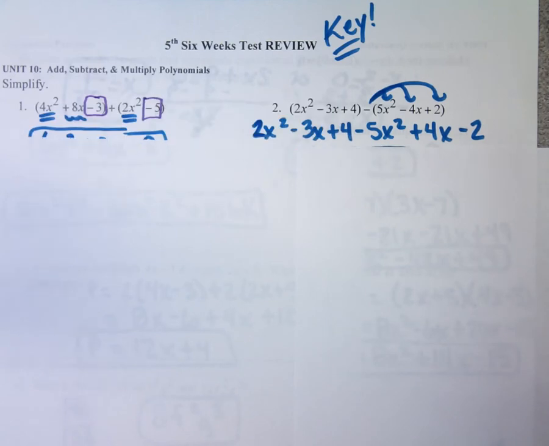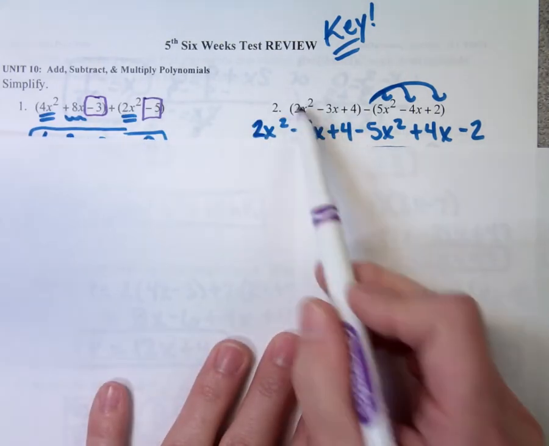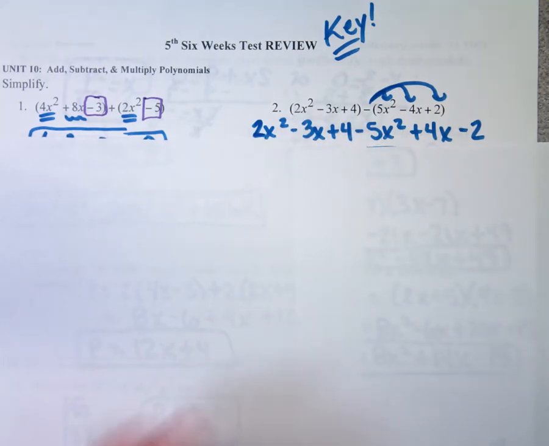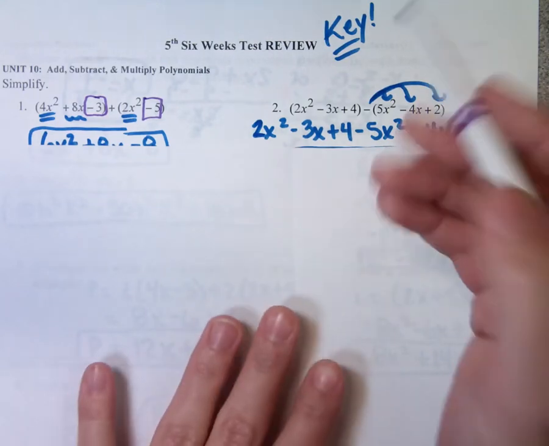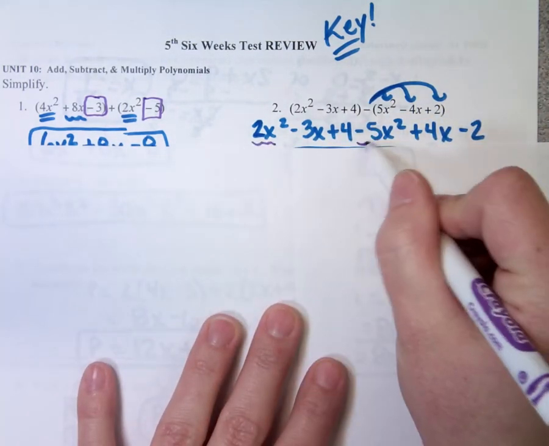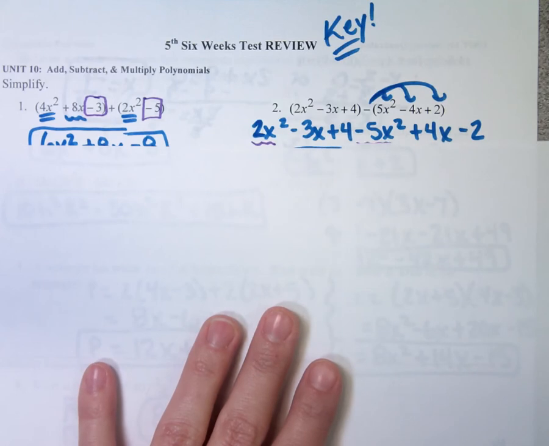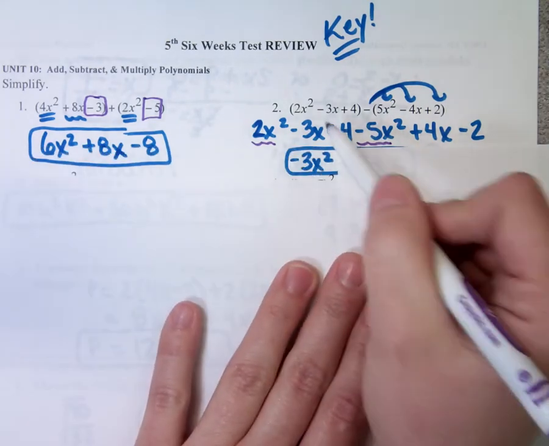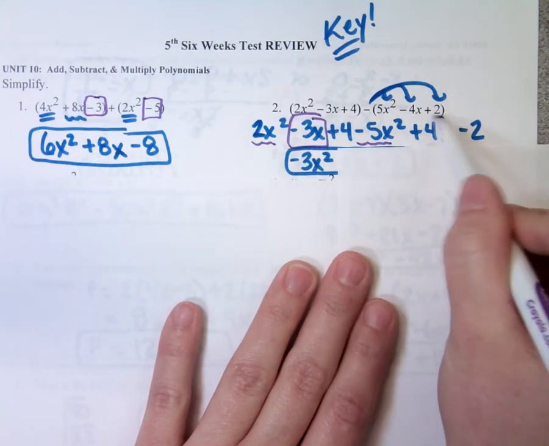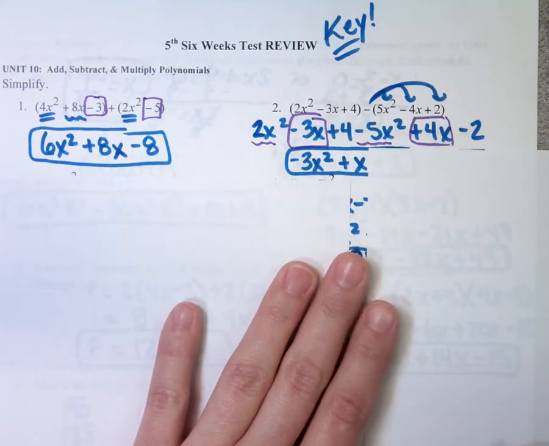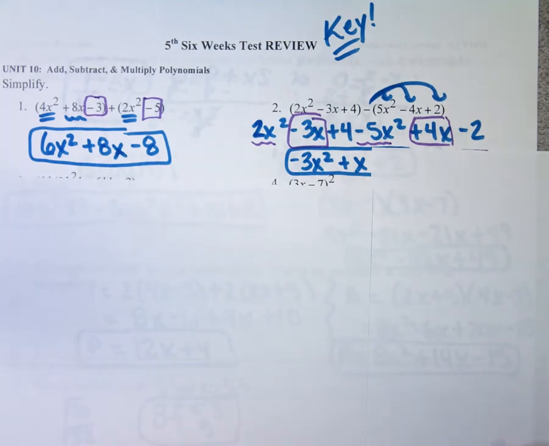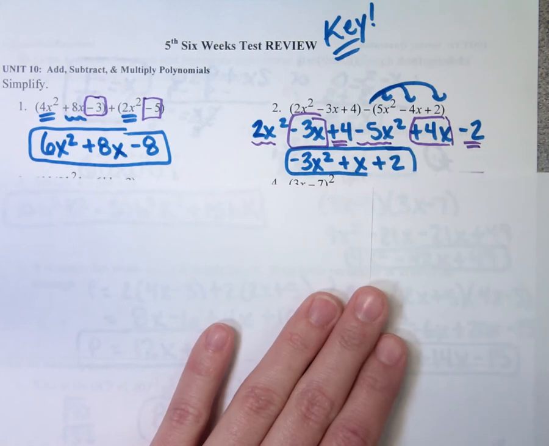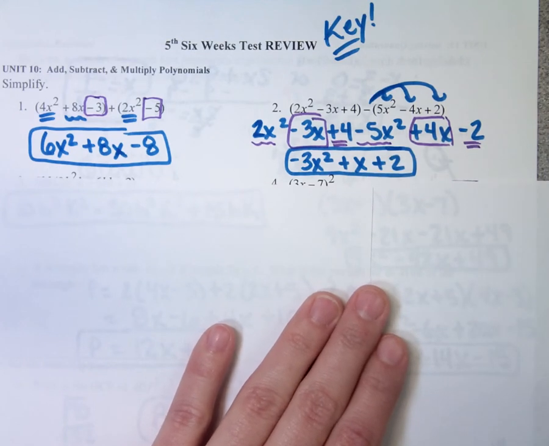And then whatever was in the first set of parentheses, that just drops. I don't do anything different with that. I just recopy it. And then I start looking for like terms. So first I'm going to combine my x squareds. So 2x squared minus 5x squared makes a negative 3x squared. Then I'm going to combine my x's. A negative 3x and a positive 4x makes a positive x. And then I combine my constants, and a positive 4 and a minus 2 makes a positive 2. And there it is.